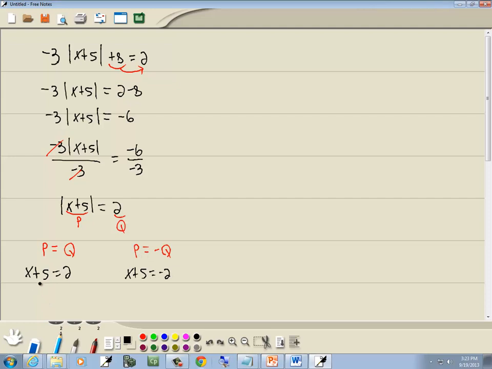I'm solving for x, so I'll take the 5 over to the right side. It becomes a negative 5. And 2 minus 5 gives us negative 3. This one, I'll take the 5 over, so we get negative 2 minus 5. And negative 2 and negative 5 gives us negative 7. So those would be our two answers.